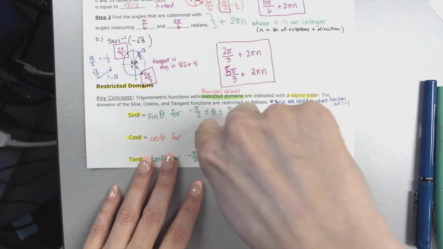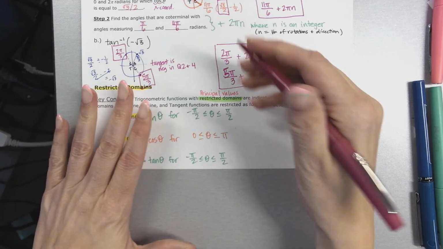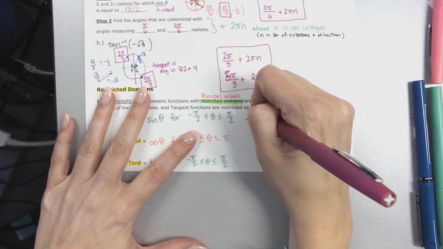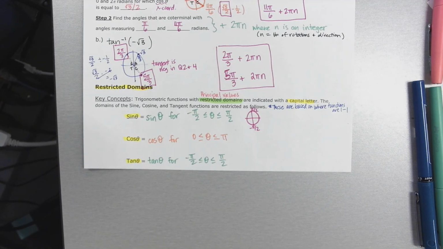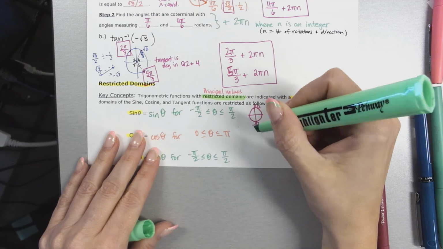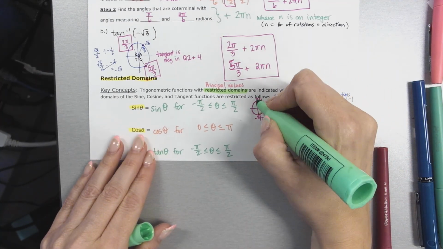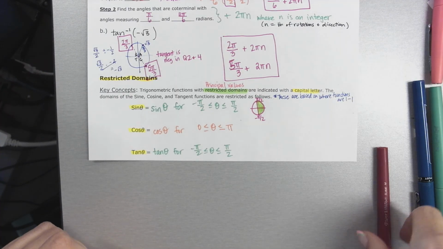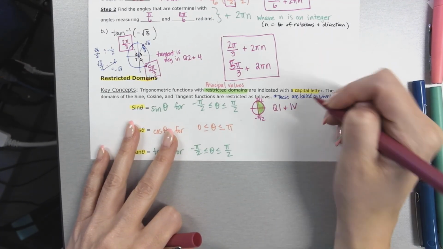Okay, if I'm going from negative pi over 2 to pi over 2, I'm going to draw my little unit circle here. Pi over 2 is at the top, negative pi over 2 is at the bottom, right? So if I go from negative pi over 2 to pi over 2, what quadrants am I in? 4 and 1. All right, let's do those in. So this would be quadrant 1 and quadrant 4.